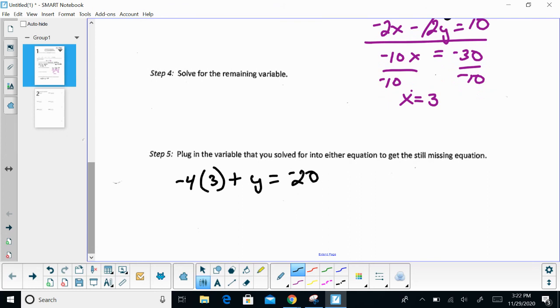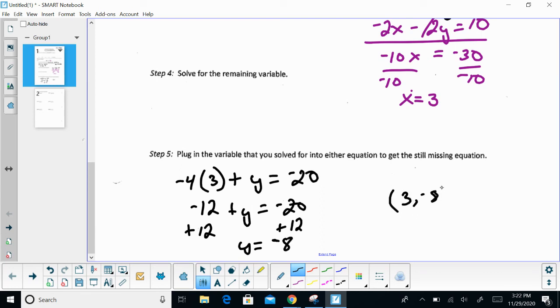Now we're going to solve for y. Negative 4 times 3 would be negative 12 plus y equals negative 20. Adding 12, y equals negative 8. So my solution is 3, negative 8. Remember, we always write our solution as a point, an x and then a y. And that's how we solve by elimination.